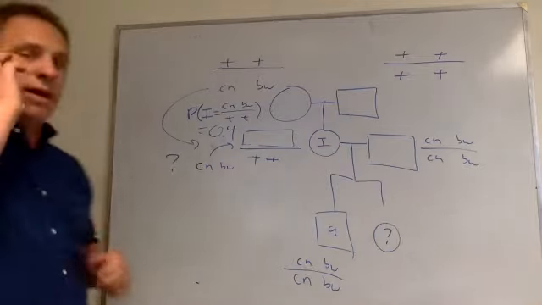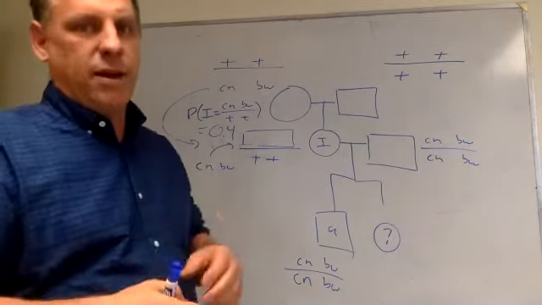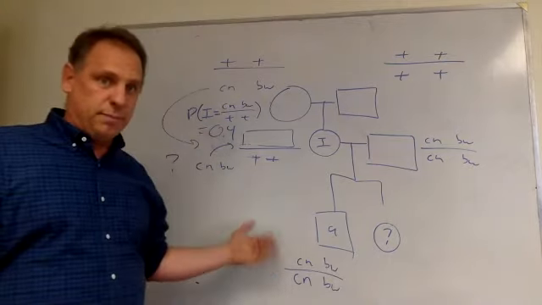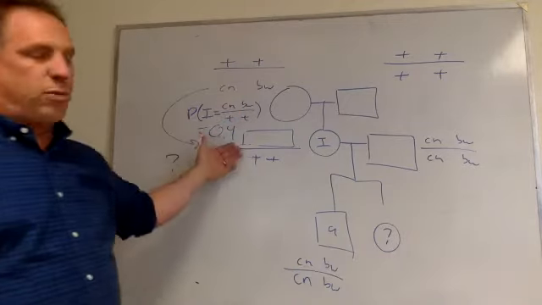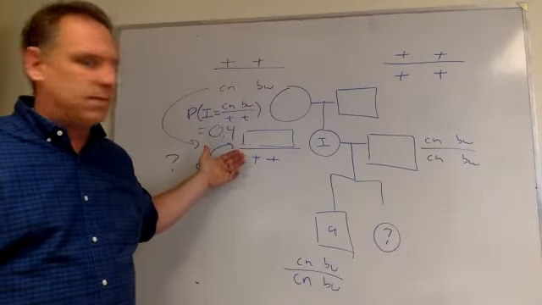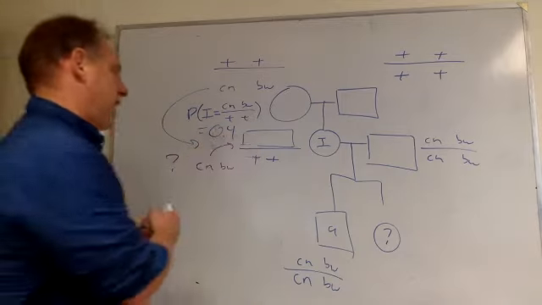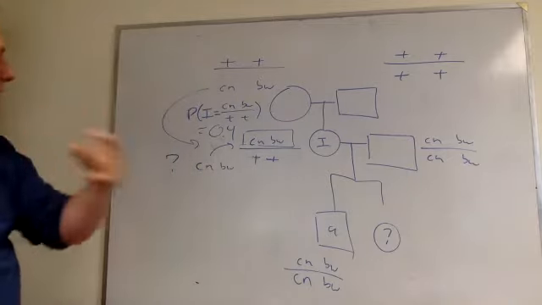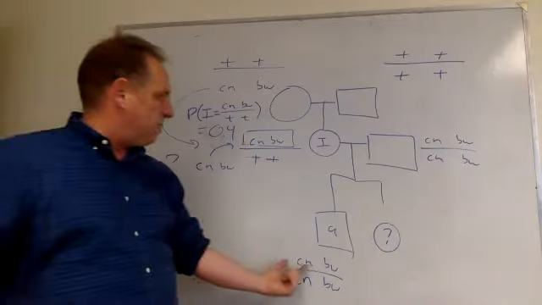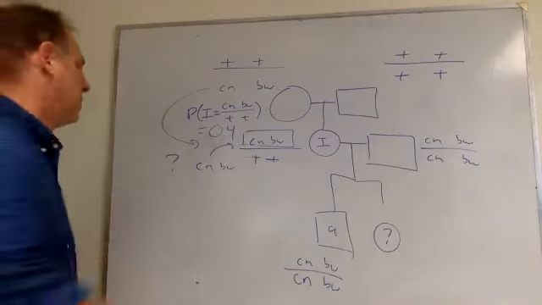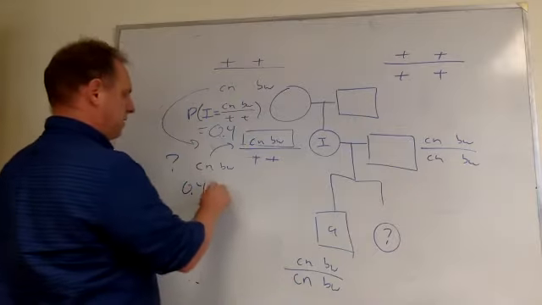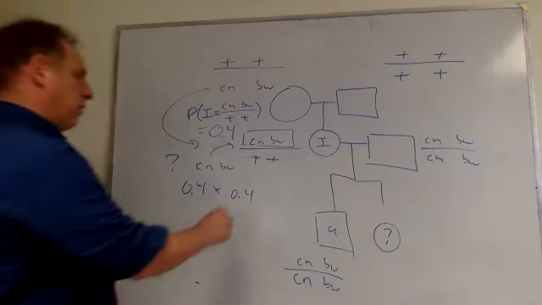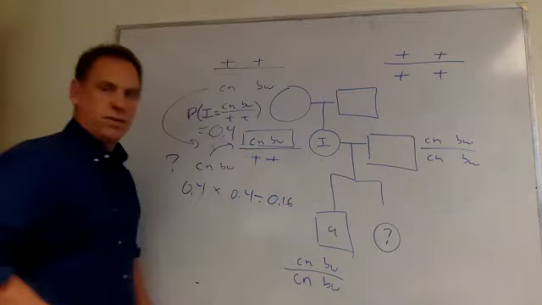One way of thinking about this, I'll do the short, quick way and then the longer way, is to say there's a series of events that has to have happened. The first has a 0.4 chance of having happened. And then if this is in fact of that genotype, then it's the same probability as before. So you have to transmit the CN BW chromosome again. The first time is 0.4, and then the second time is 0.4. And so it was 0.16. So that's a quick, shorthand way.